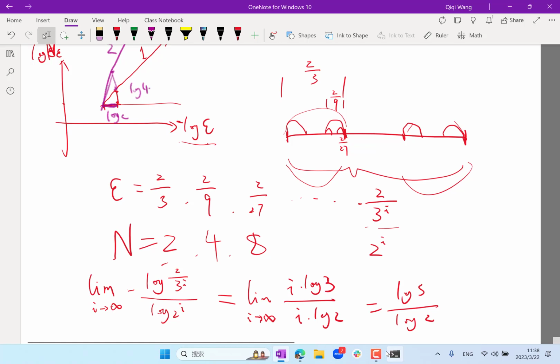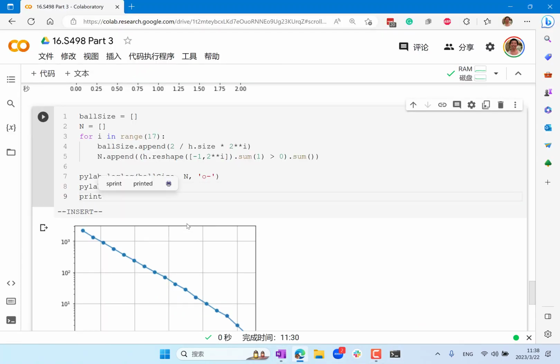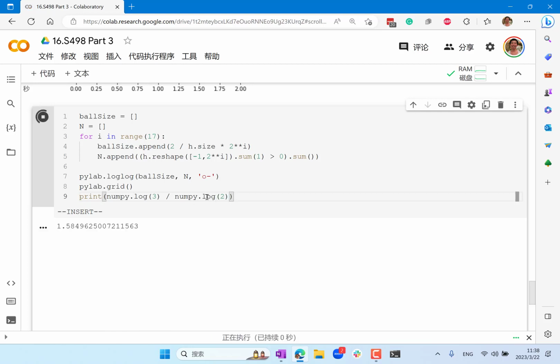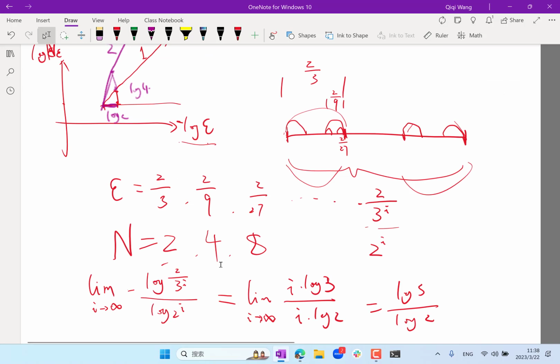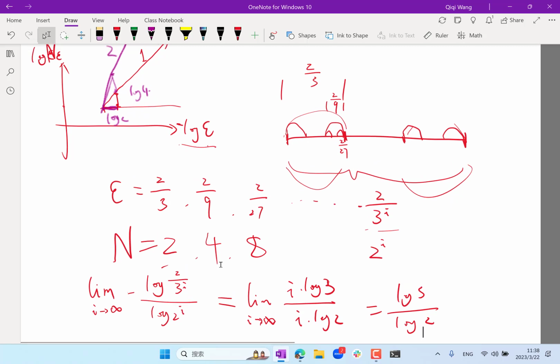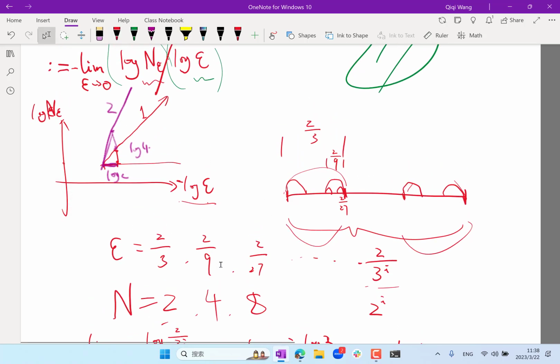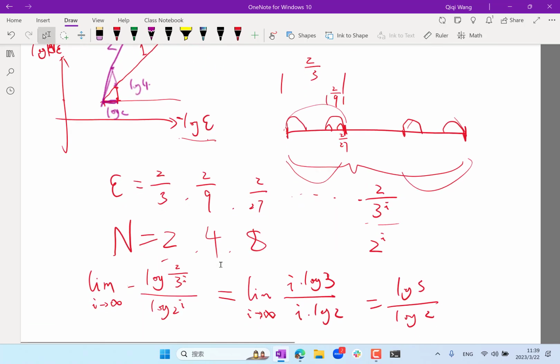Okay, so how big is it? How big is log 3 over log 2? Did I make a mistake in something? Why do I get a dimension greater than 1? So I actually flipped over the n and epsilon. By the definition, n should be in the numerator, epsilon should be in the denominator. So this is log of 2 to the I over log of 2 over 3 to the I, and so here we have log of 2 over log of 3. Yeah.